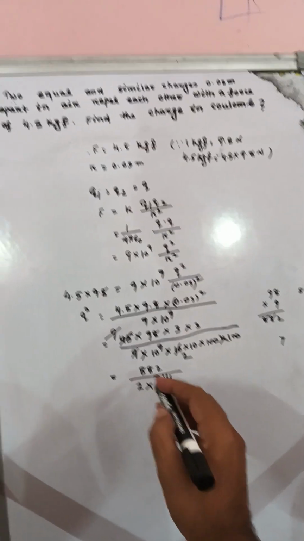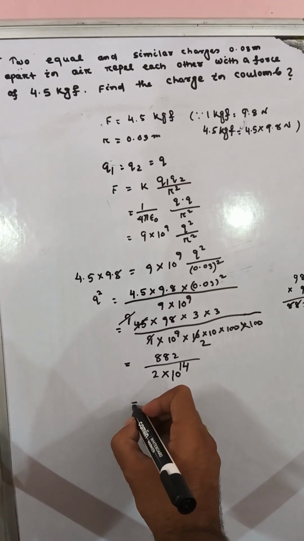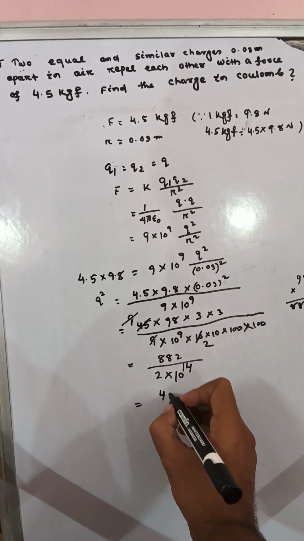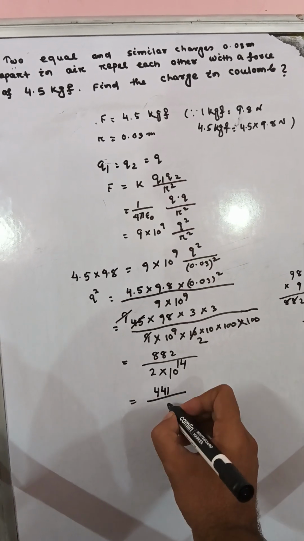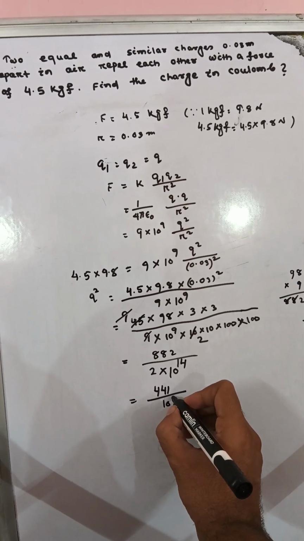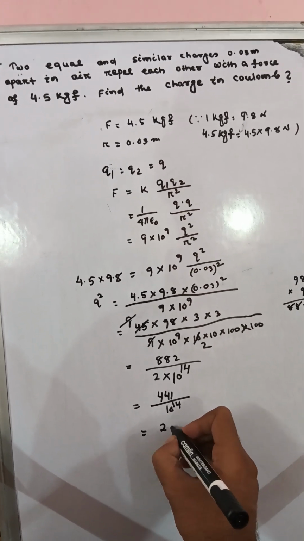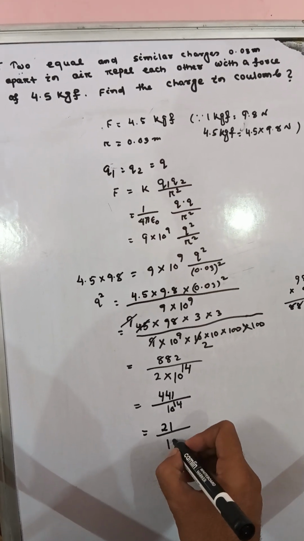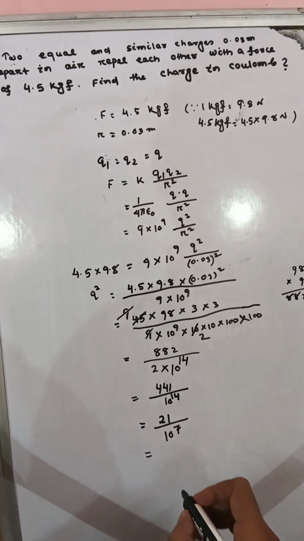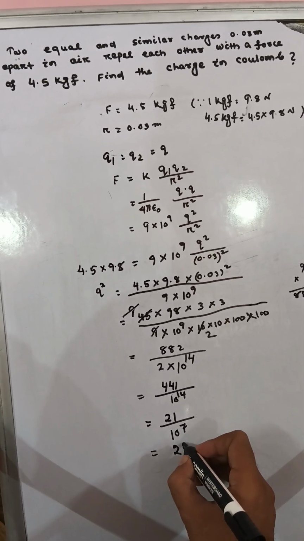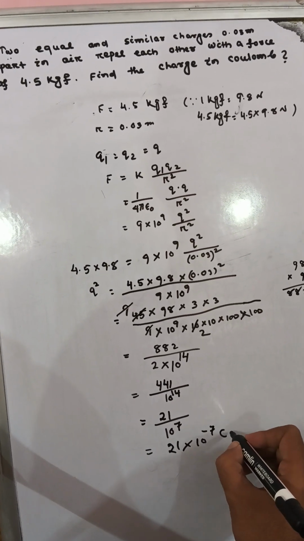882 divided by 2 into 10 to the power 14 is equal to 441 divided by 10 to the power 14 is equal to 21 divided by 10 to the power 7, which is equal to 21 into 10 to the power minus 7 coulomb.